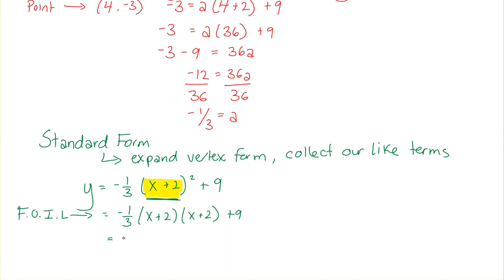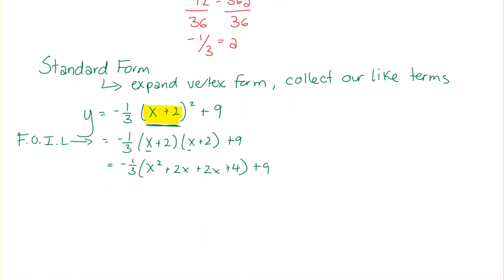So first terms, you're going to have x times x, which would give you x squared. You're going to have x times 2, which is 2x, 2 times x, which is 2x, and 2 times 2, which is 4. You would combine your like terms and simplify what you have in the brackets, which is x squared plus 4x plus 4. And at this point, what you want to do is use the distributive property.